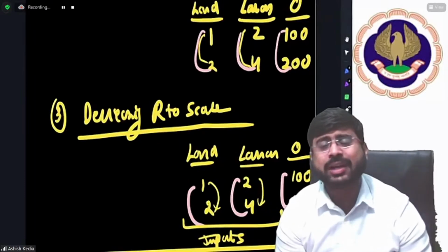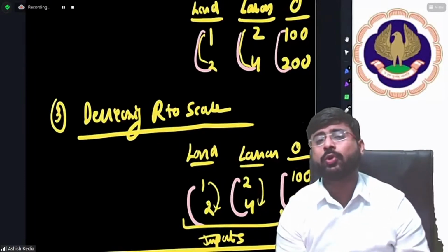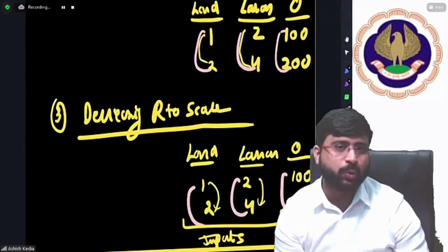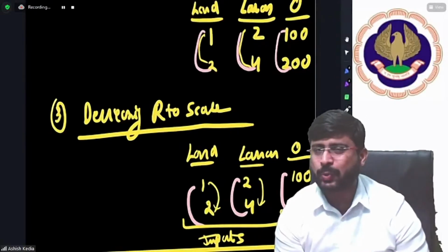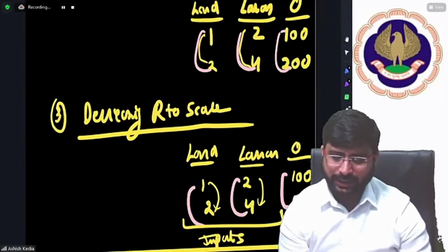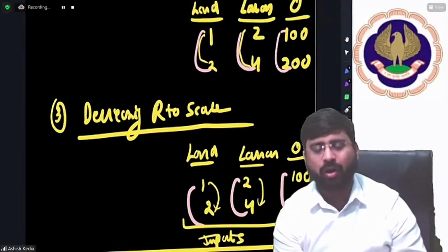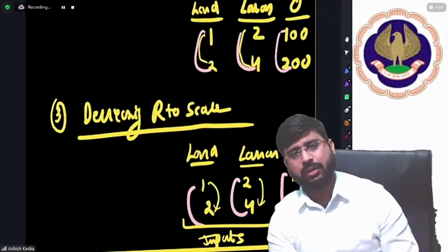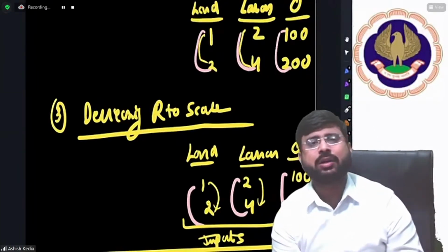When output is not getting exactly doubled, when output is getting less than doubled, that, my dear friends, is representative of decreasing returns to scale. Sir, we got it.